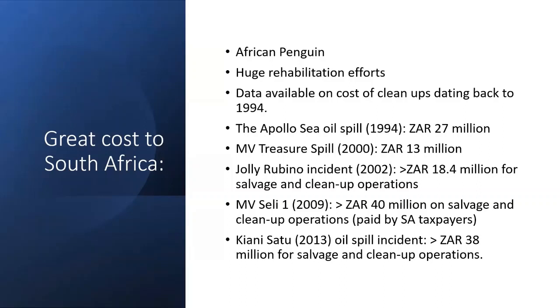You can see some of the costs involved. So the Apollo Sea oil spill was about 27 million in euros. That might be 1.5 million euros. You see the most expensive one goes up to about the MV Celi. And the reason the Celi one was so expensive was because really the owner was kind of a disappearing owner. We still don't quite know what happened there between owners and insurers, but the end result was that for the Celi one, the entire bill was picked up by the taxpayers.